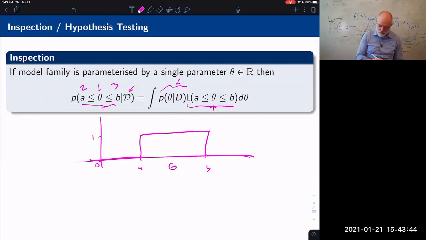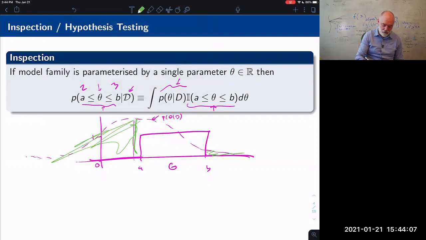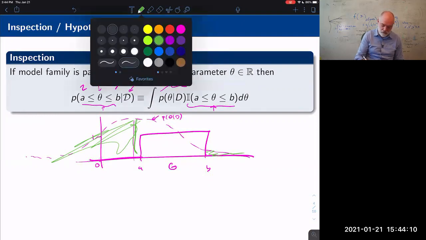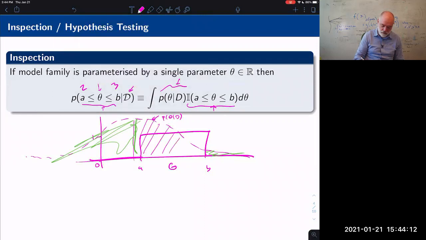And of course, just to be clear, if there is some distribution over theta, like this is P of theta given D, then when you multiply these two together, all of this goes away and all of this goes away. And what you're really actually computing is the area under the curve here, which is, of course, when you have a density function, the probability that a parameter value or whatever lies in some range.